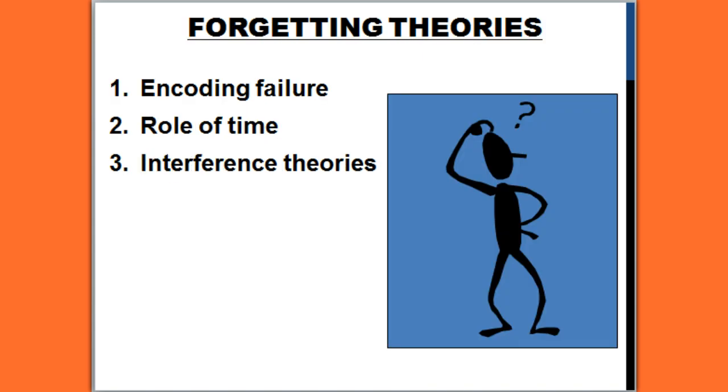Now we're going to talk about forgetting theories. How do you forget? Three big ways. You don't encode it. Time plays a big factor. And then you have interference.